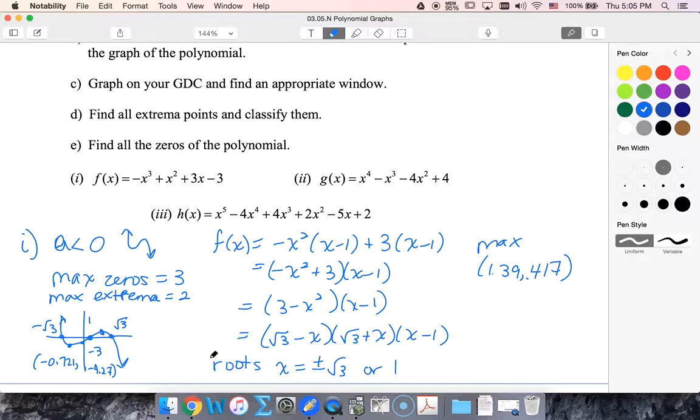So that's looking at this example. I'm going to come back in another video to do example 3. And I'm going to leave you to do example 2 on your own.